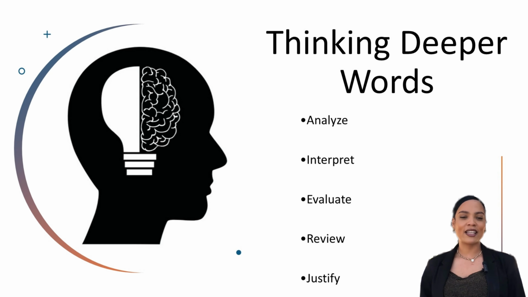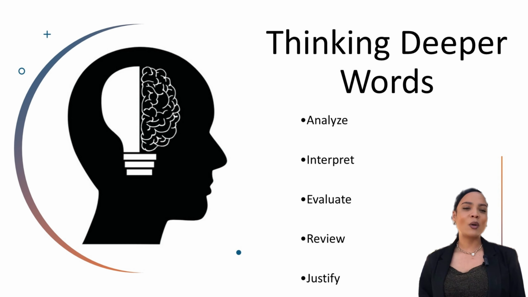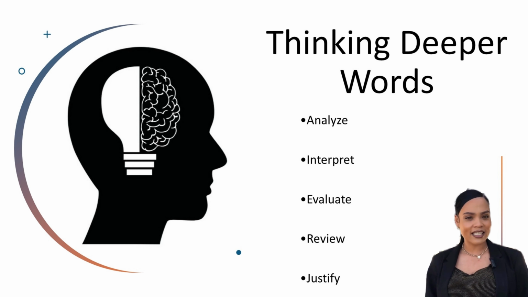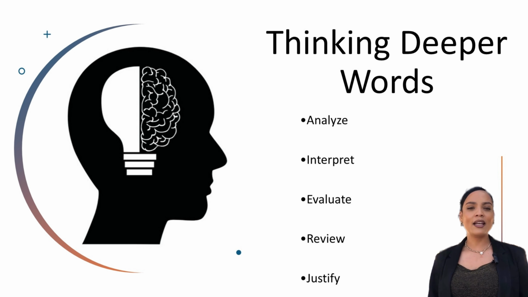Interpret. When it says interpret, this means explain the meaning. This is what is required from you. Tell what the information is saying or showing. Evaluate. When it says evaluate, this means judge it. This is what is required from you. Give advantages and disadvantages. Then say what you think and why.